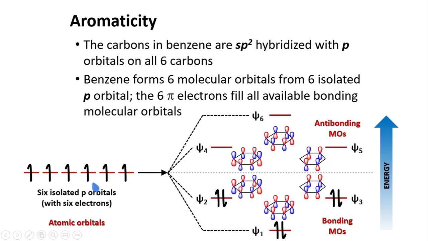We have 6 electrons being used and mixed. Thus, these 6 electrons will fill the low-lying orbitals. If you will see here in benzene, all these 6 electrons will occupy the bonding molecular orbitals. The anti-bonding molecular orbitals are all empty.